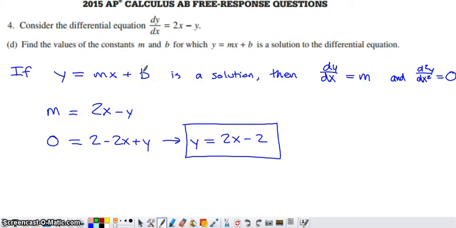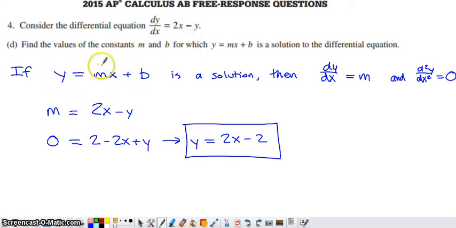Part D is kind of tricky. It's not that bad. Everything kind of falls into place if you follow the proper progression here. So they're telling you that y equals mx plus b is a solution to the differential equation, and what we want to do is find the values of m and b that make that true. So if y equals mx plus b is the solution to this, what I thought right away was, well, if this is my solution, I can figure out what my derivative is.